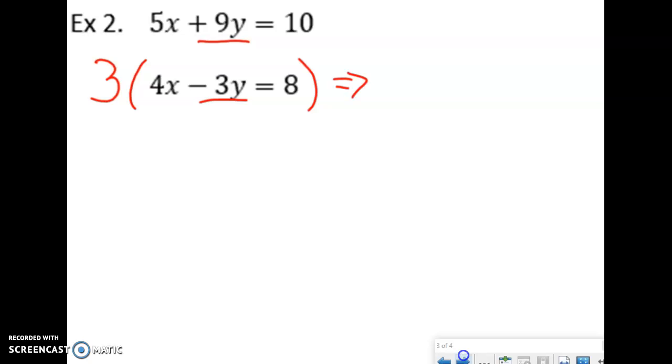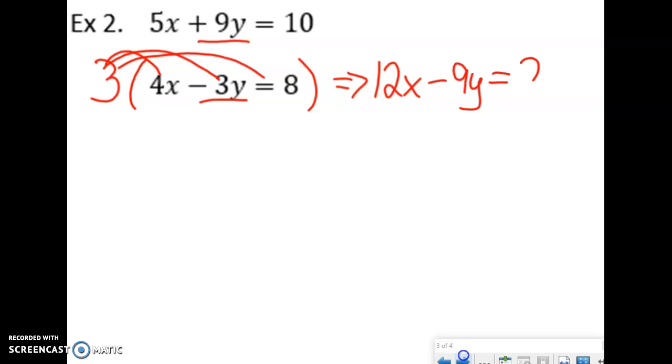So this new equation is going to become 12x because it's 3 times 4. Then I'm going to multiply 3 times negative 3 and 3 times 8. So this will be negative 9y equaling 24. Now the top equation does not change. No reason to change any of these because it has what we want. It has the opposite of negative 9y, which is positive 9y.